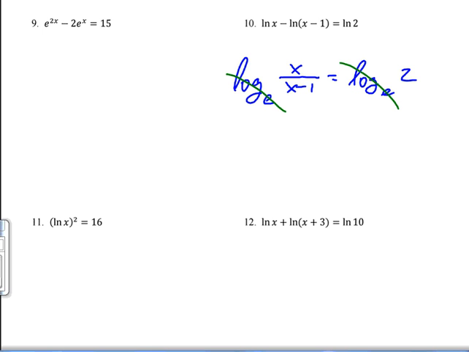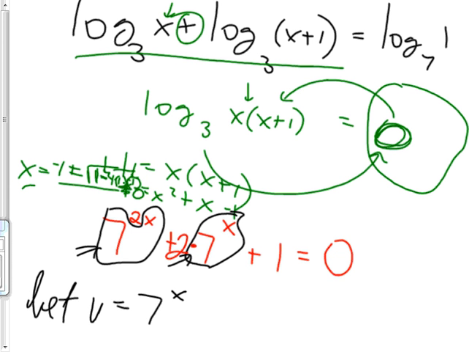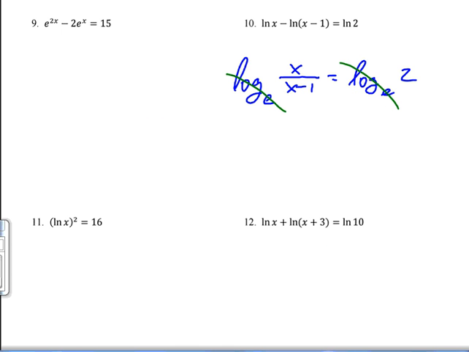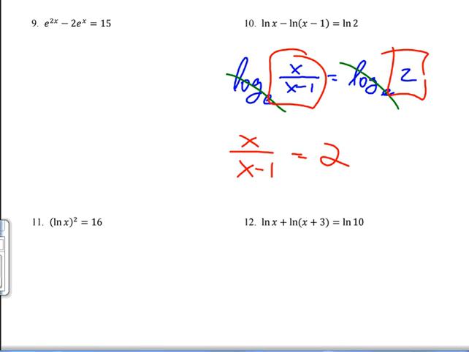What's really happening is that this is equal to that. It's as simple as that. Logs are gone now. X over x minus 1 is equal to 2. So you multiply both sides by the denominator. We've been teaching you to kill denominators since the beginning of the year. You multiply by x minus 1, and that cancels that. So x is equal to 2 times x minus 1.